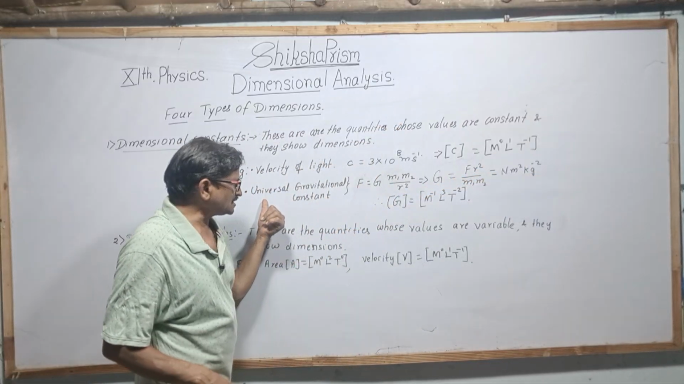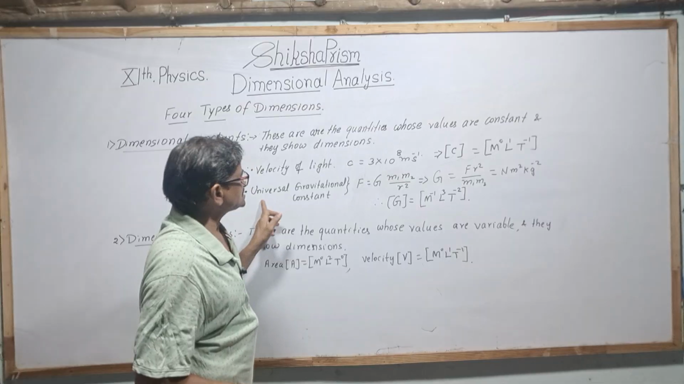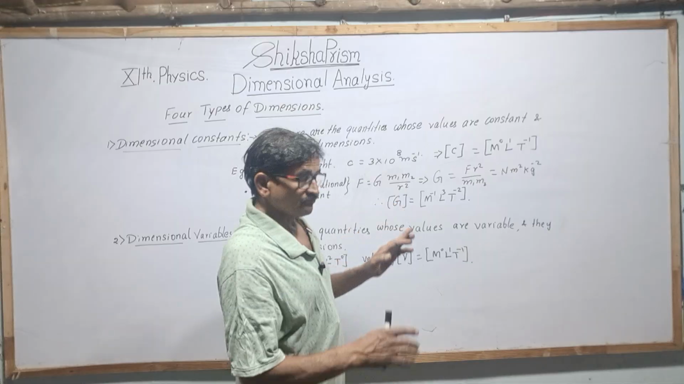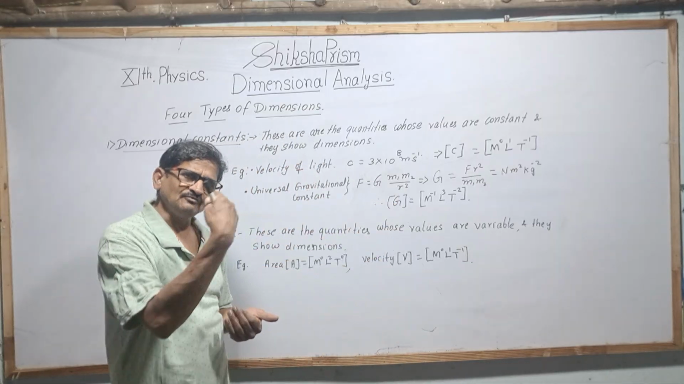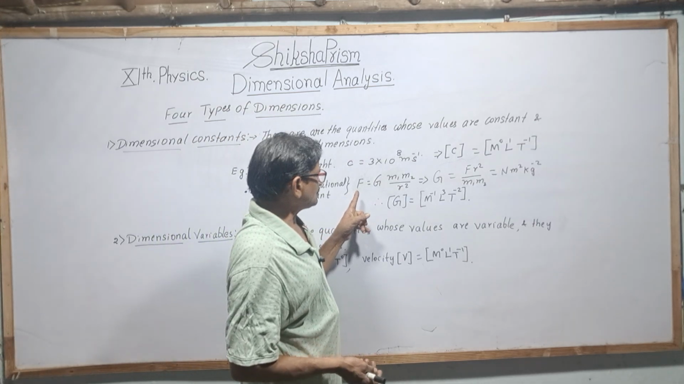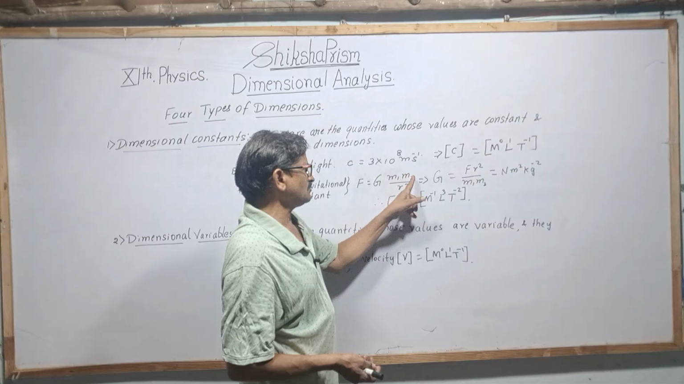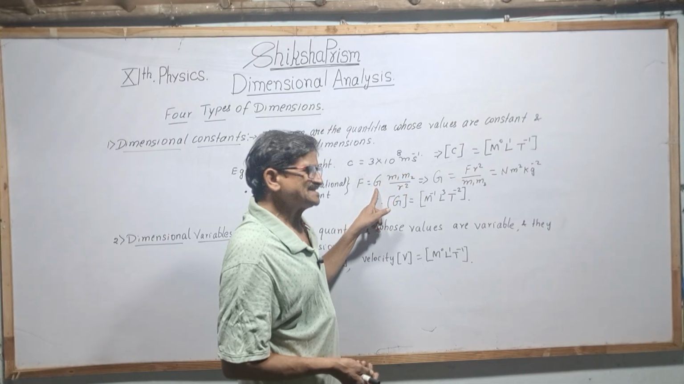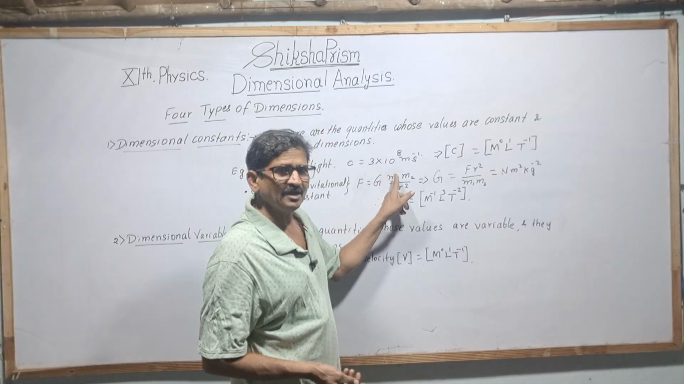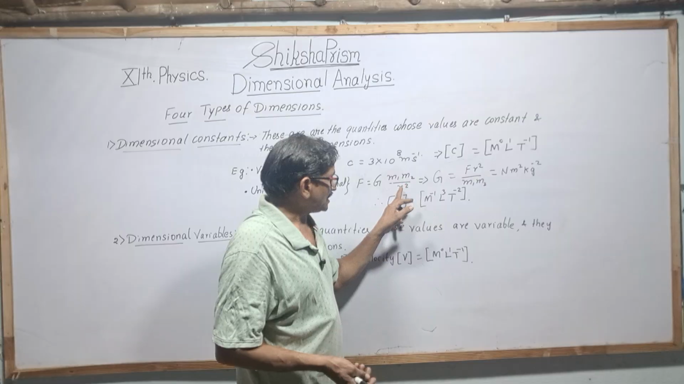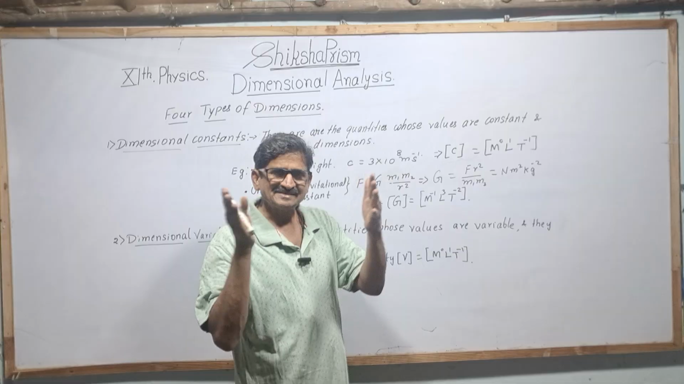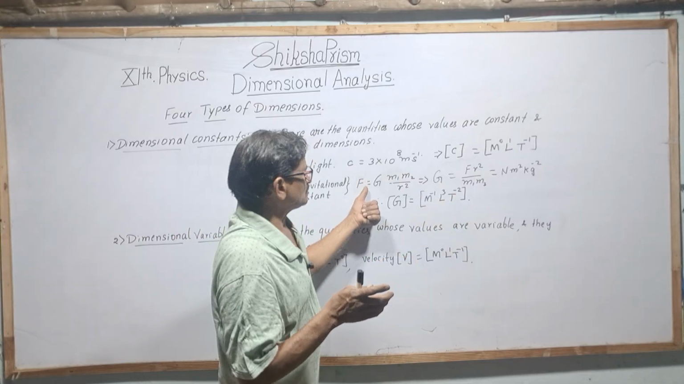Second, one more example I am taking here. Universal gravitational constant, we will learn later on in the gravitation chapter. Newton's law of gravitation formula is F equal to capital G m1 m2 divided by r square. Here G is the universal gravitational constant, F is the force, m1 is the mass of one body, m2 is the mass of the other body, and r is the distance between the centers of the two bodies.